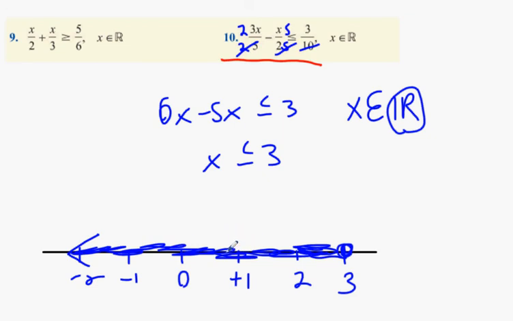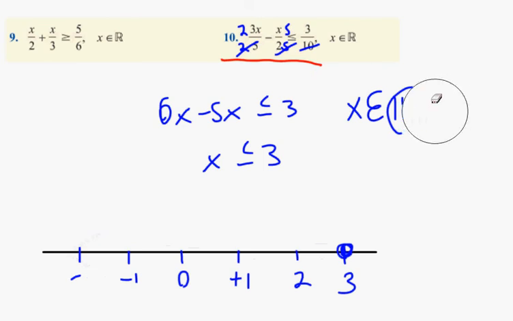Now, if I came back and gave you a different question, and my different question involved x element Z, how would you do x element Z? You just dot them. Because x element Z means positive and negative numbers, but no fractions, no decimals allowed. And finally, if I gave you the third variation of that question, which was x element N, how would that affect the answer? You're not allowed 0 and below. So your only answers would be those ones there.